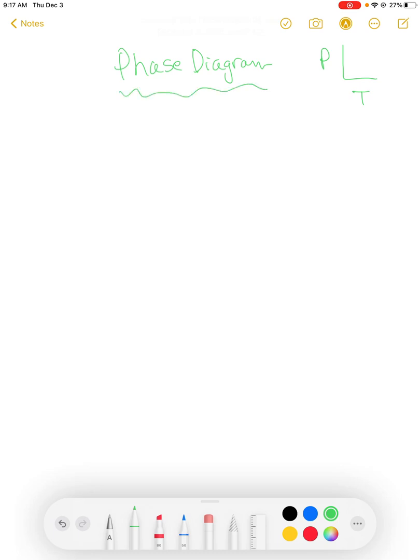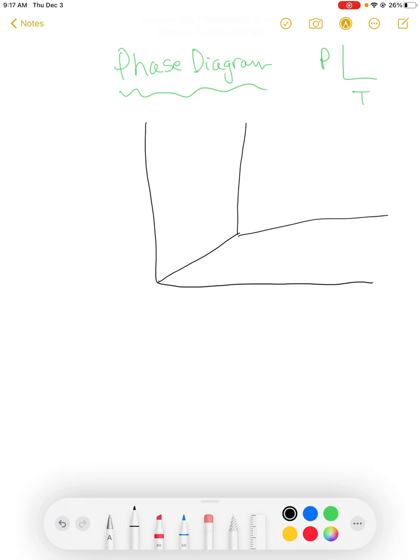So if we know the pressure that's being applied to something and its temperature, we can figure out what phase it's in with the phase diagram. So let's look at a general phase diagram, okay? Generally speaking, you have three lines. In this section here, you have the gas phase. In this section here, you have the liquid phase. And in this section here, you have the solid phase.